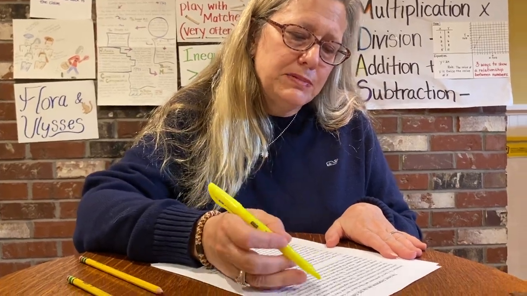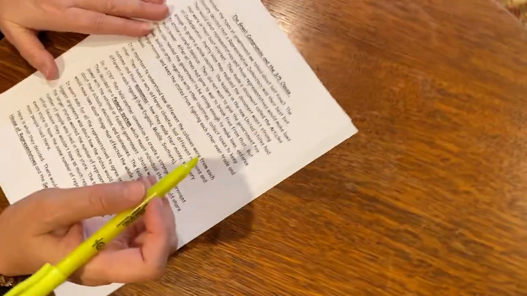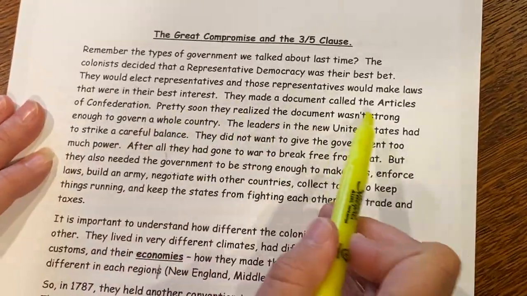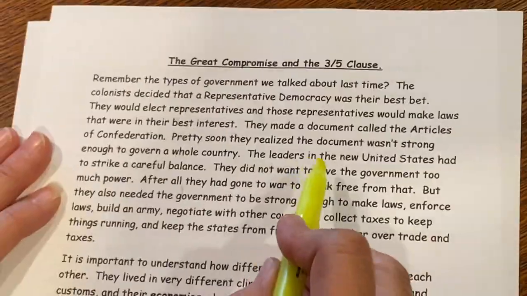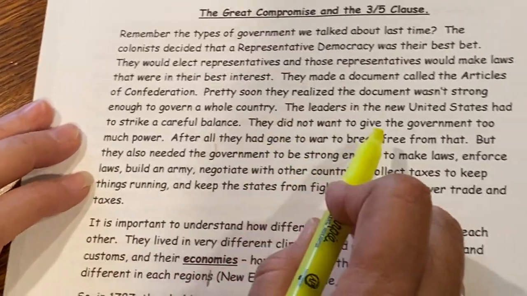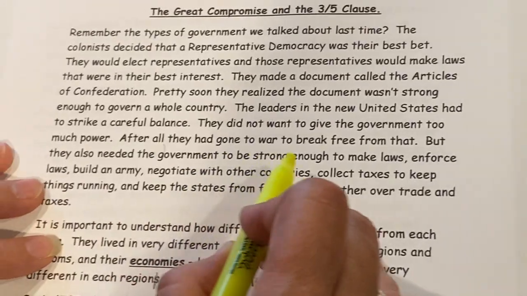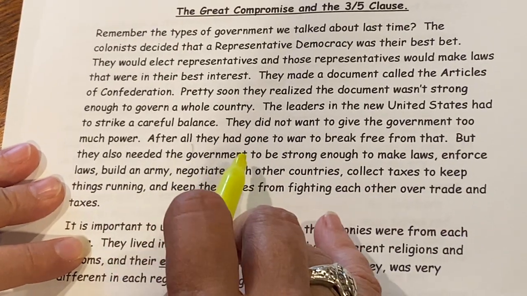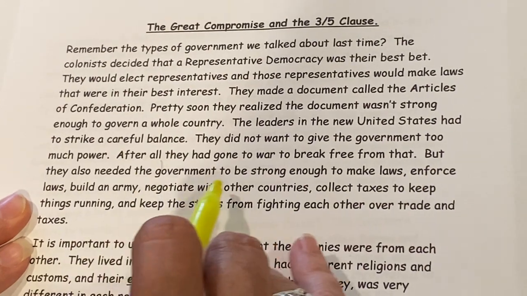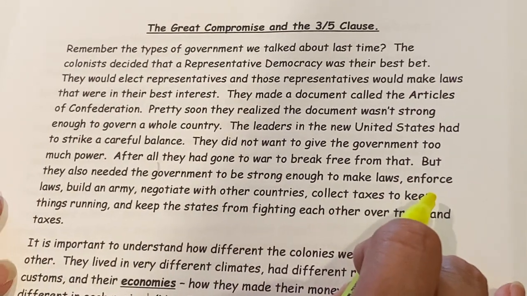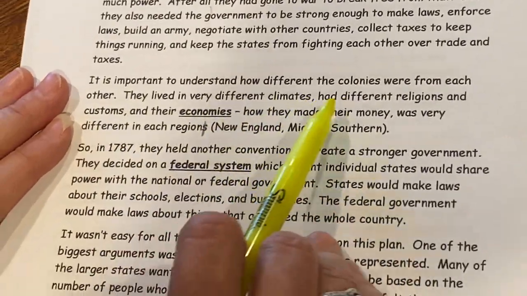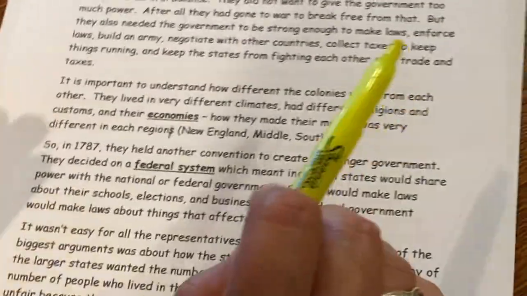so let's see, the types of government we talked about last time, we kind of already covered that in the work that we did last week, so we don't need to put that on the poster. Okay, government too much power after they had gone to war to break free from all that, but they also needed the government to be strong enough to make laws. So then we talked about how it's important to understand how different the colonies were.